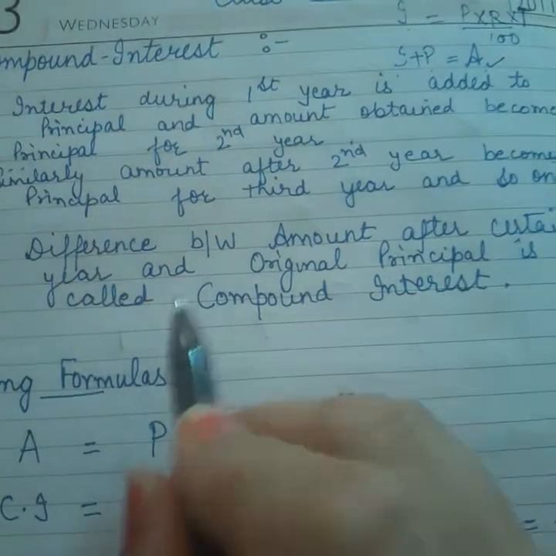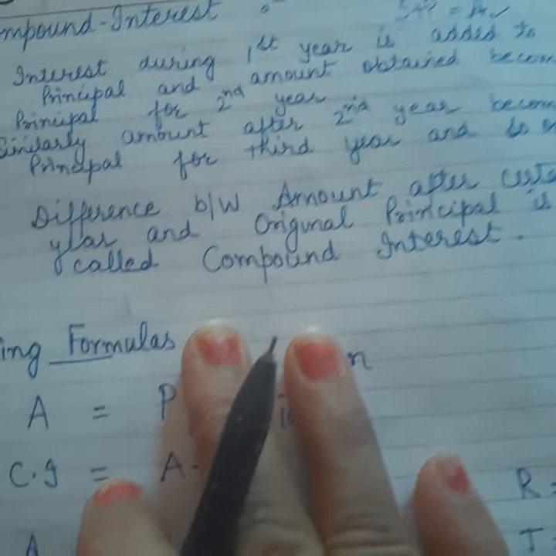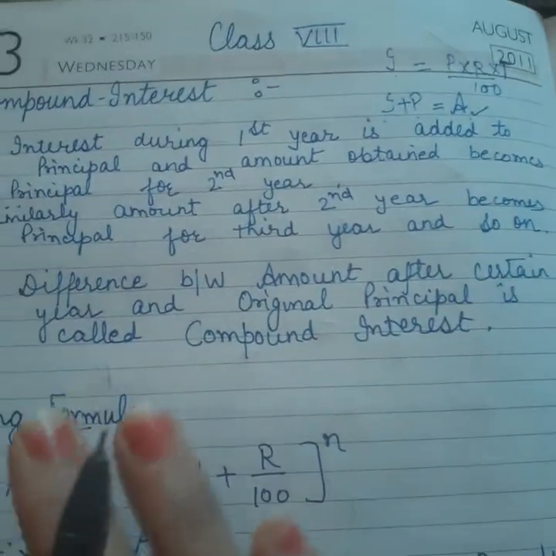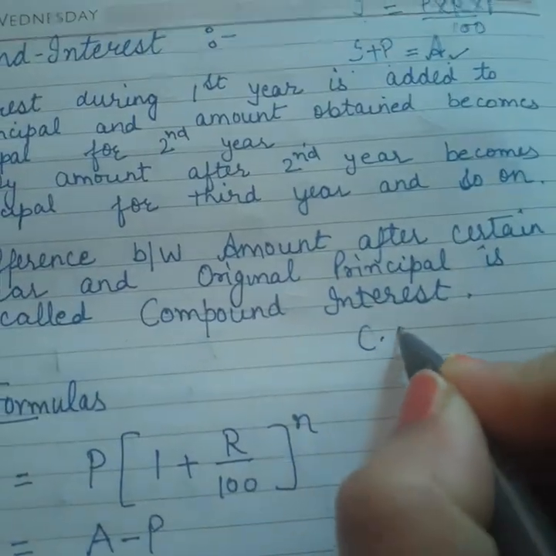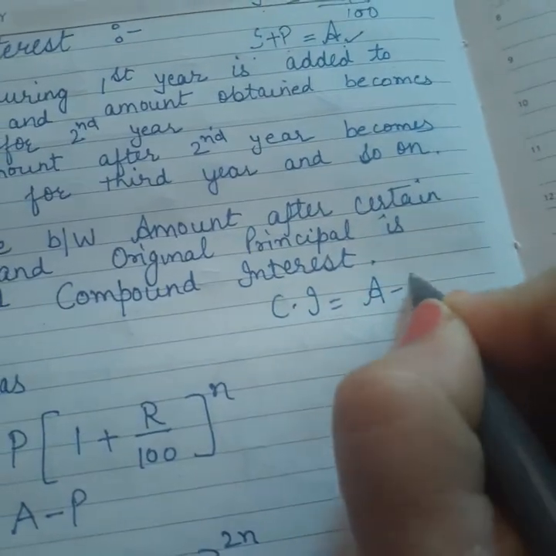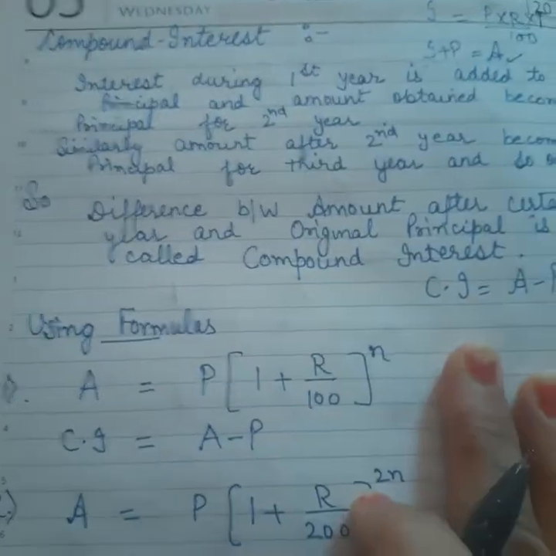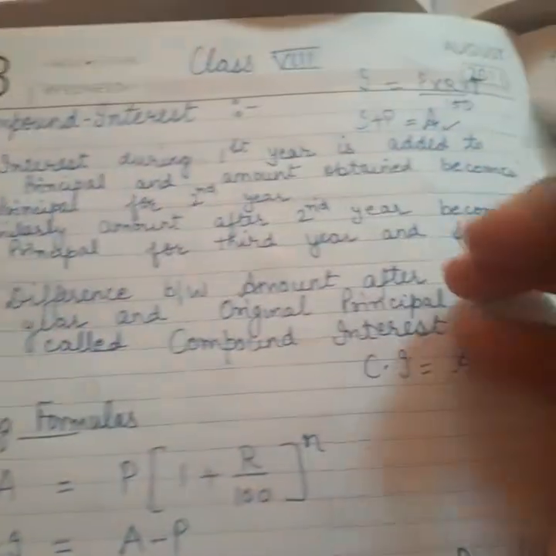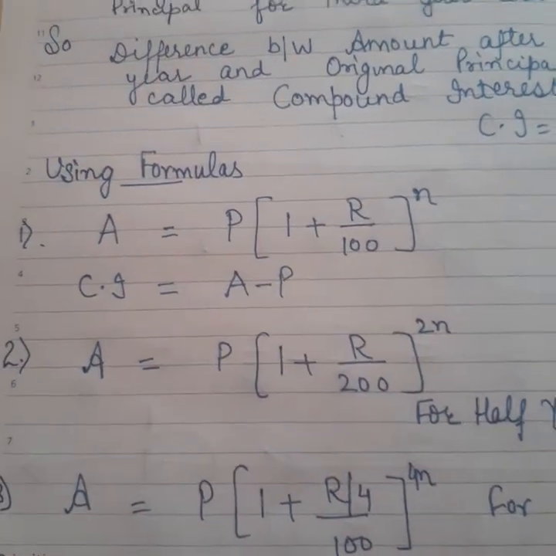At the last step, we have to find the compound interest. We take the difference between the resultant amount in the last year and the principal. Compound interest is equal to amount minus principal. For this, we can use these steps to find the compound interest, or in short, we can apply the formulas also.